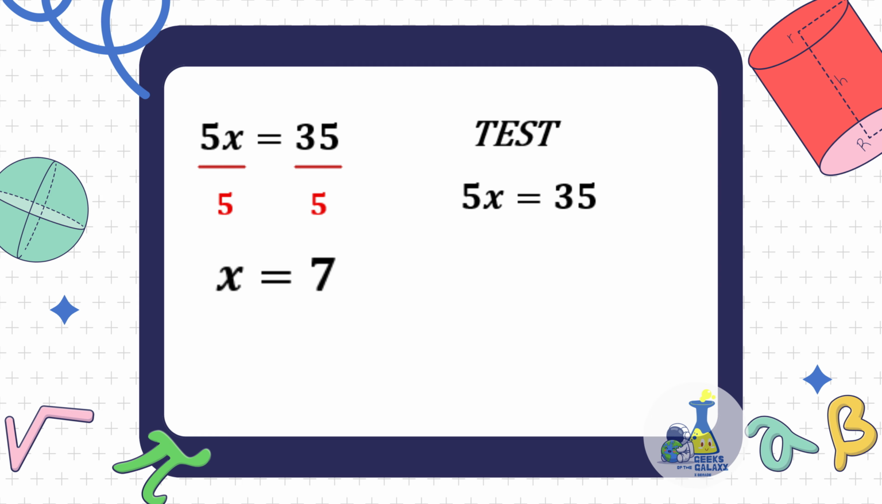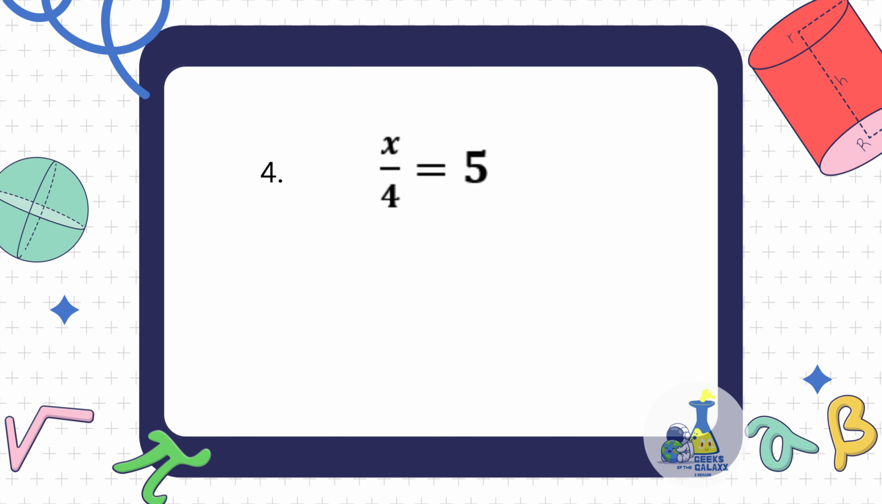Just like with the addition and subtraction, we can test ourselves by substituting the x in the initial equation with our answer. We substitute 7 into the initial equation. Because the two sides of the equation are equal, we know that our answer was correct.